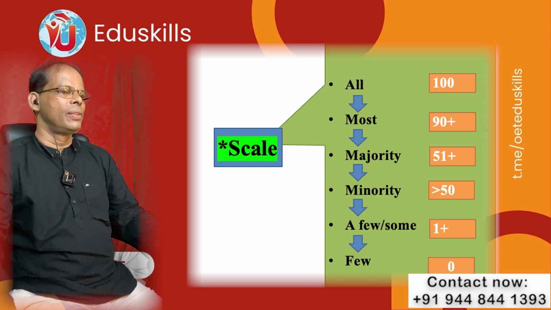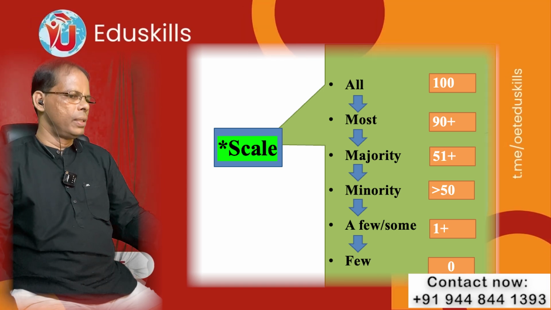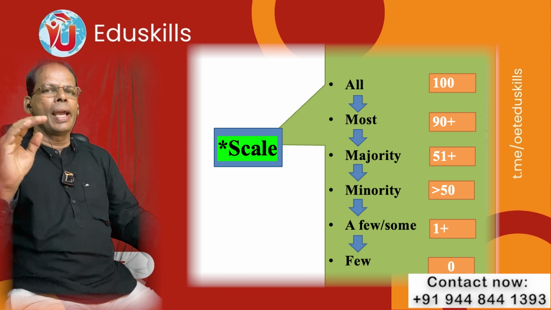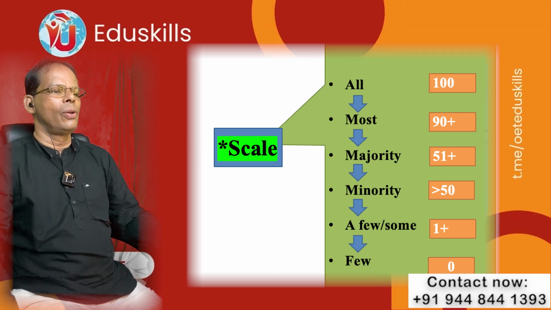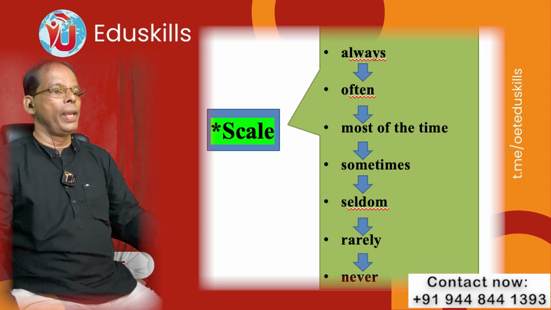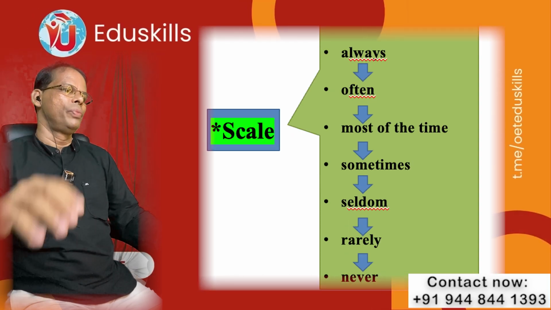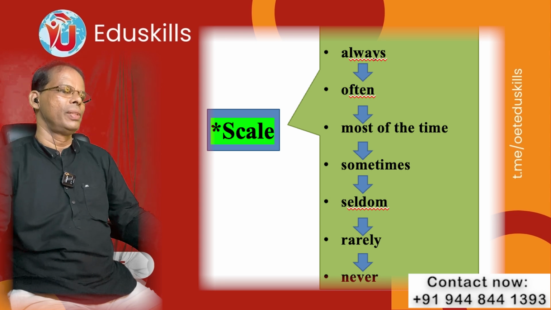Did I make sense, those who asked me to explain again? In short, the extreme poles of scale expression are known as absolutes: always and never. Always is one extreme, and never is the other extreme. So they are known as absolutes.